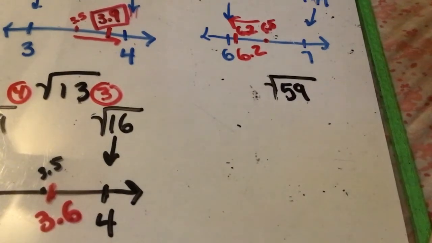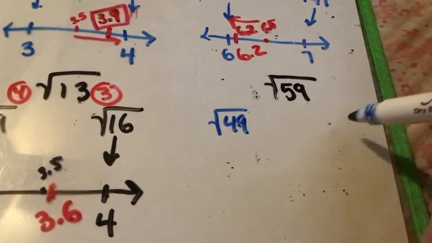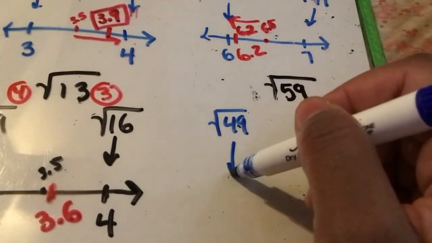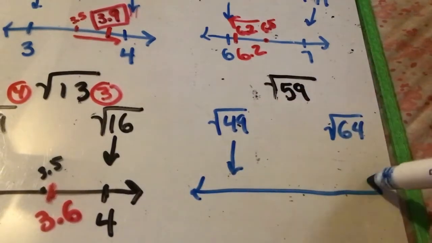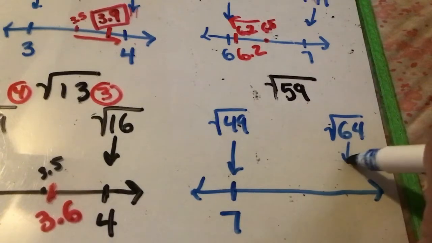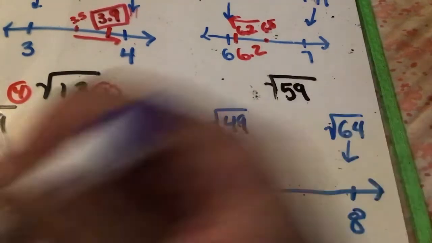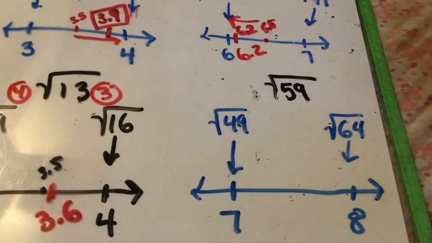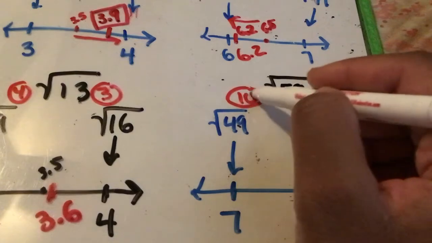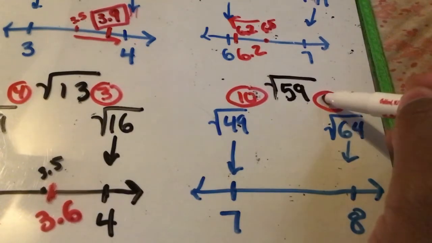Let's see. Square root of 49. Square root of 64. Well, I know the square root of 49 is 7. We just said that. I'm going to do a little tick mark. Integers should be tick marks on your number line. Square root of 64 is 8. Integer, make it a tick mark. Let's go ahead and find some distances. I know that this is going to be a distance of 10. And this right here is a distance of 5.